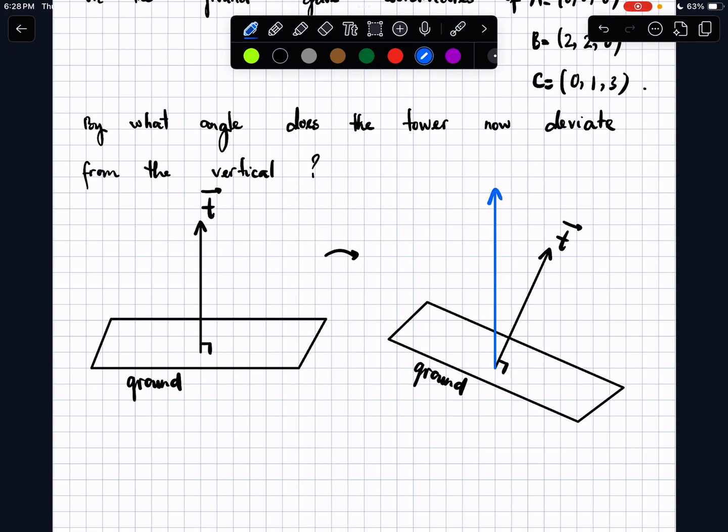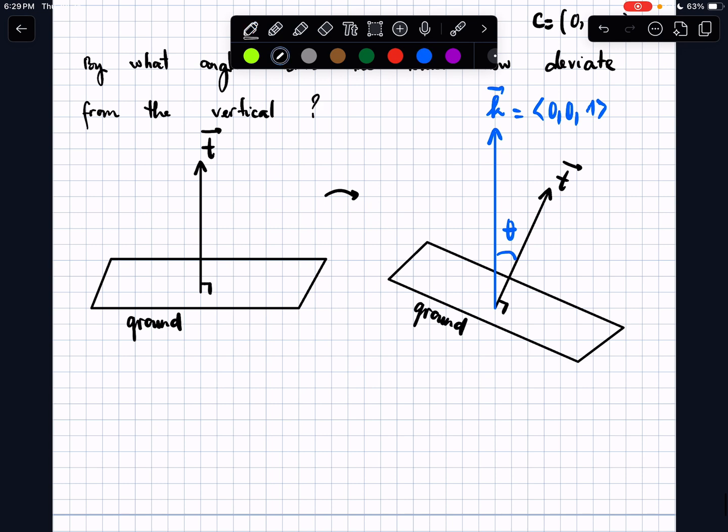Let's call this the vector k. So corresponding to i, j, k, k is the vector (0, 0, 1). So we would want to know what is the angle theta between t and k. So the goal is to compute the angle theta between t and k.